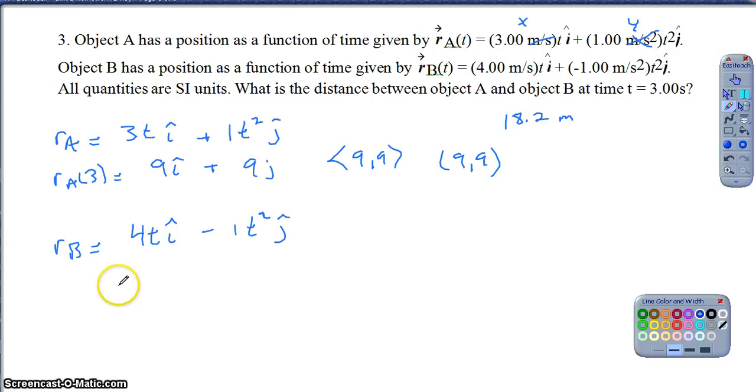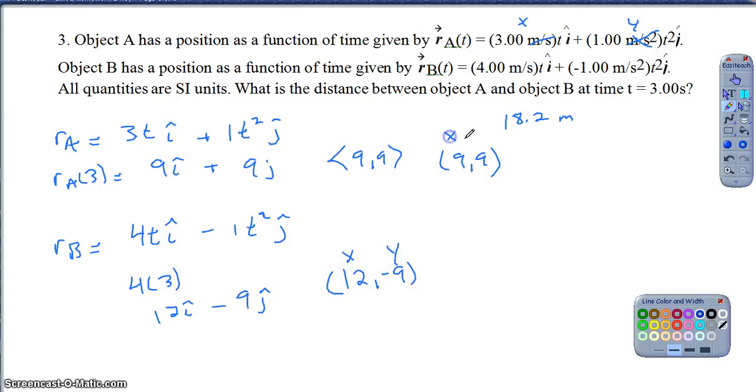Similarly down here, again at 3 seconds, this would be 4 times 3, so this would be 12i, and then this would be negative 9j. So again, I'm thinking of this as the vector 12, negative 9, or better yet, the point 12, negative 9. Because this is telling me where its x position is and where its y position is, and this is telling me where that x position is and where that one is.